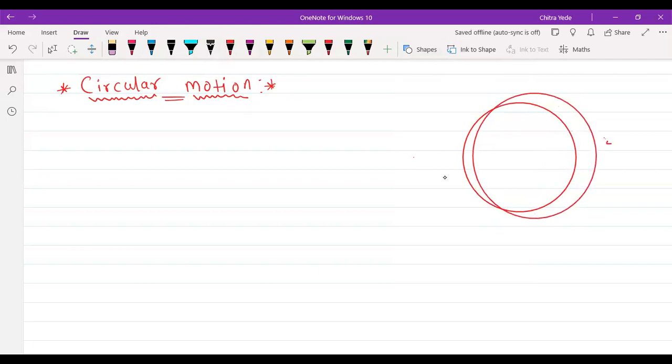Let me make a little change. Wait. Sometimes it's not working when I use the shape tool.